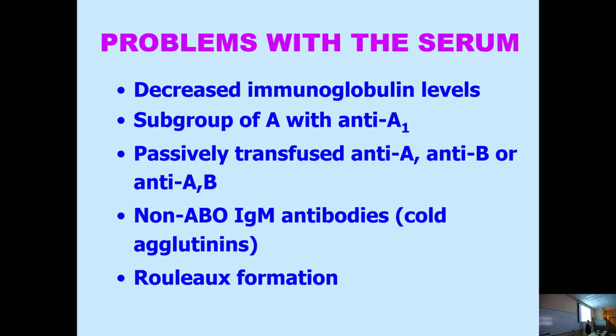Problems we see, decreased immunoglobulin levels, like I said, infants and elderly in particular, people going through chemotherapy, bone marrow transplants, any sort of cancer treatments, any sort of immunosuppressive treatments, any of that kind of stuff, we're likely to see lower levels of immunoglobulins. Subgroups of A that are going to react with our anti-A1, passively transfused anti-A or anti-B or anti-A comma B.